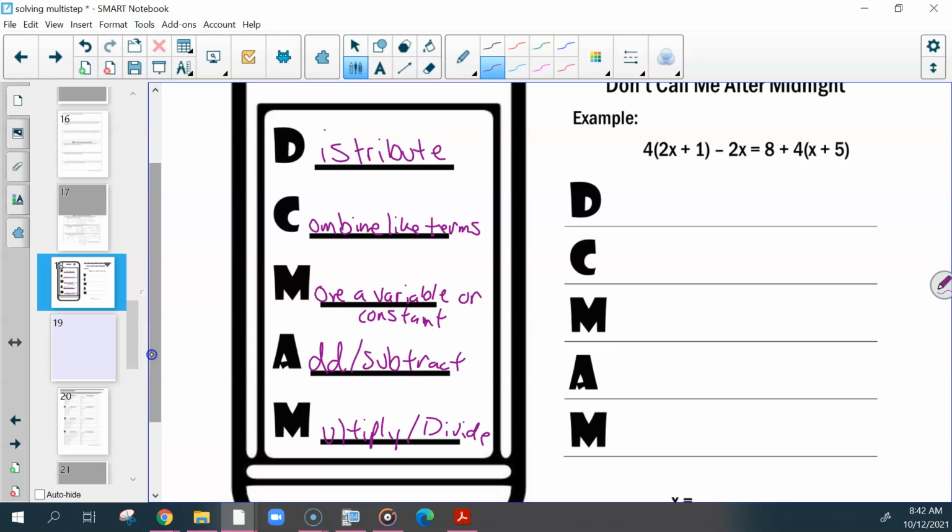So for the distribute part, we're going to distribute on both sides at the same time. So this would give us 8x plus 4. We're going to bring down the negative 2x and the equals 8. This would become plus 4x plus 20.